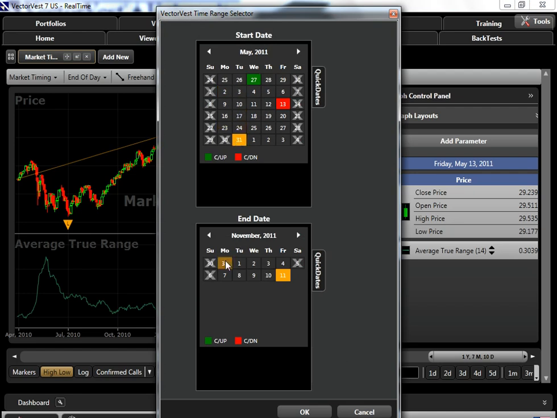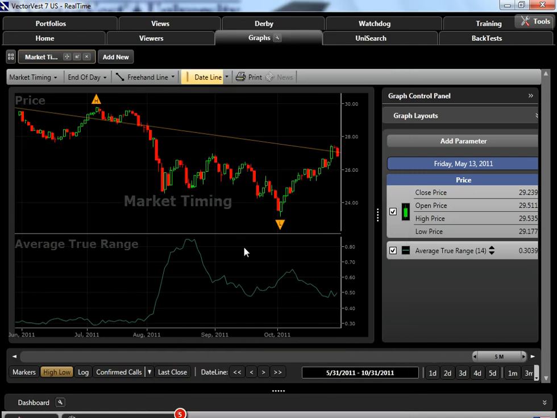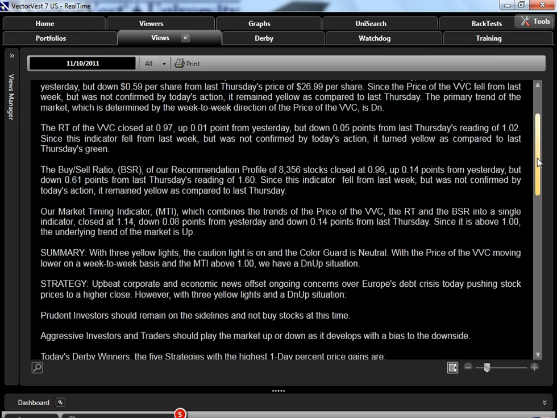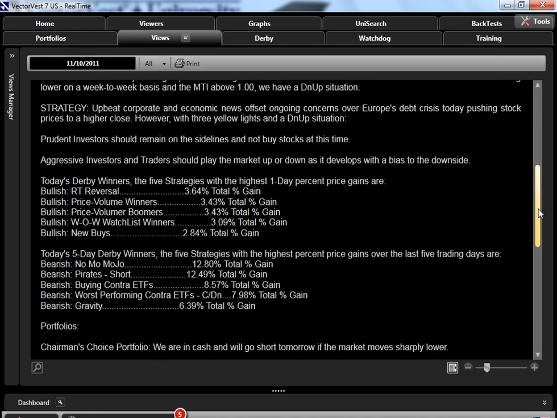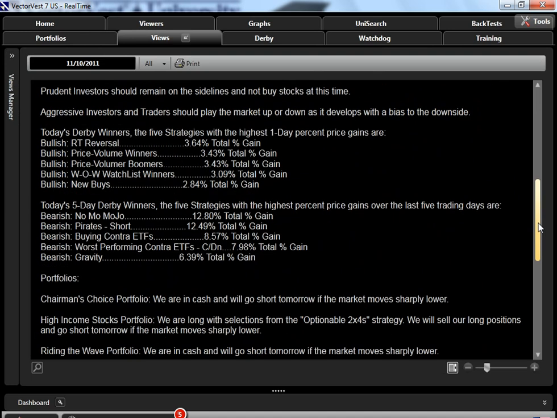to October 31st, 2011. This begs the question, what would have worked in this time frame, since we know the triathlon contestants' searches didn't? And to this question, I have a twofold answer. Whenever you're in doubt, the first place you can always go is to the views. If I go up to the VectorVest views, every day in our timing section, we do a market update and a strategy review, what's going on in the derbies.